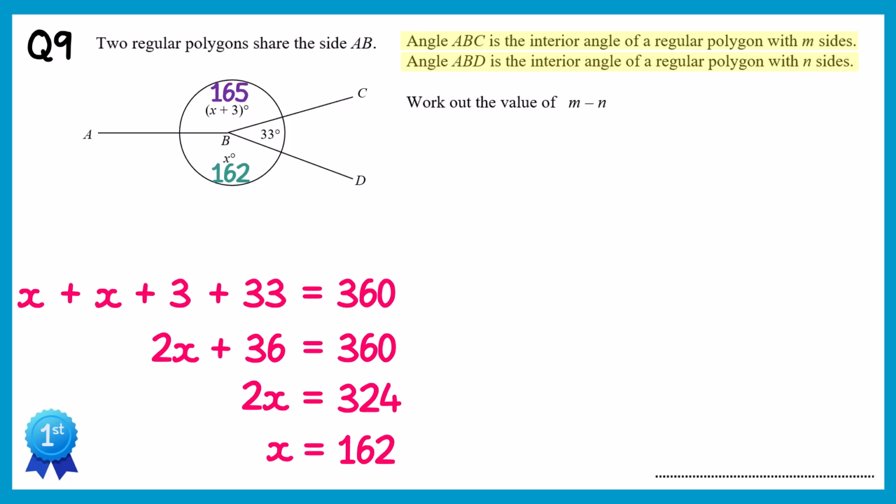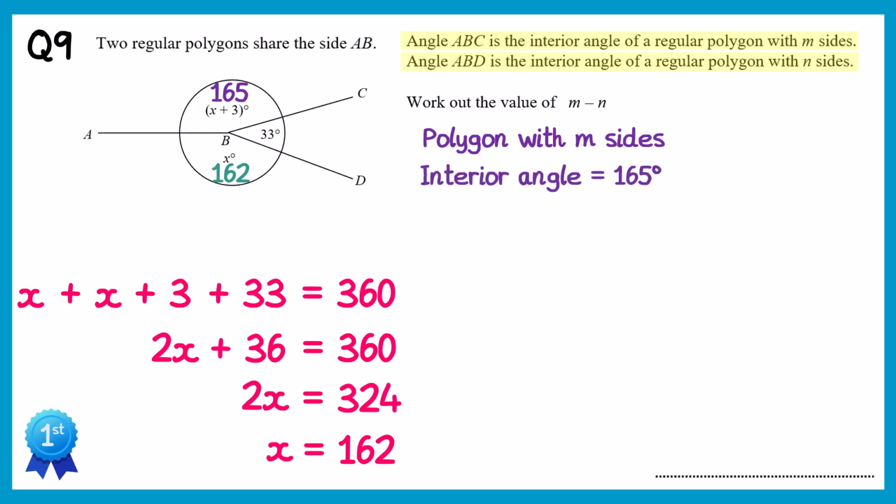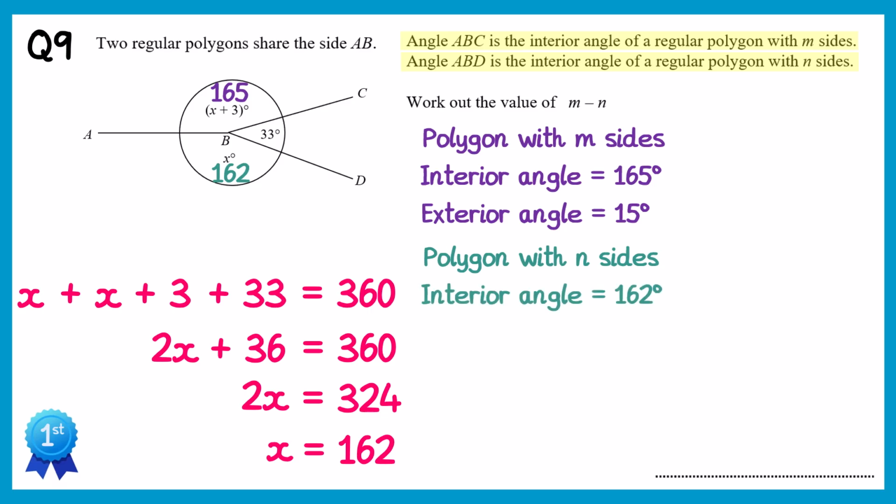So we've now found the angles ABC and ABD. So for the regular polygon with m sides, we know its interior angle is 165. We can also work out its exterior angle by subtracting this from 180, since the interior and exterior angles always add together to make 180. So the exterior angle for this polygon must be 15. For the regular polygon with n sides, the interior is 162, and we can also get the exterior by subtracting 162 from 180, which gives you 18.